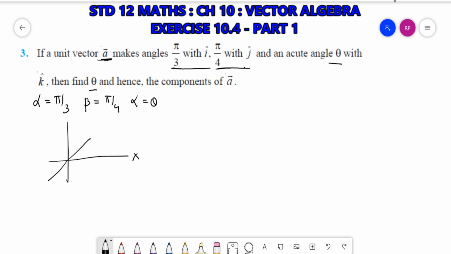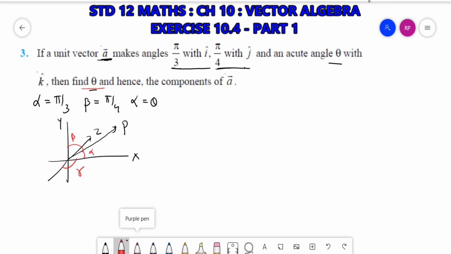This is the x, y, and z axis, and if this is a point, the position vector of P, then the angles it makes are alpha with the x axis, beta with the y axis, and gamma with the z axis. Clear? Now the first question is to find theta and then the components of A.